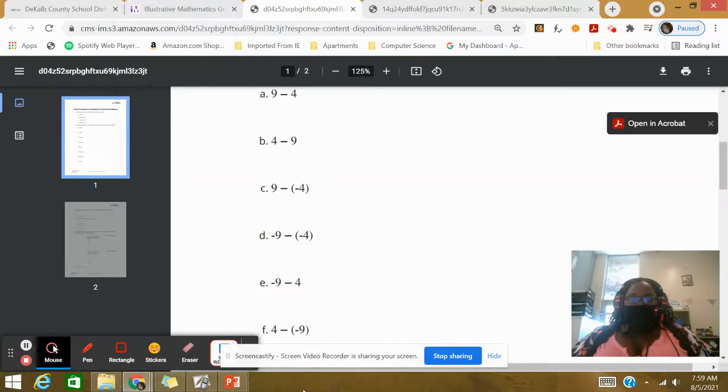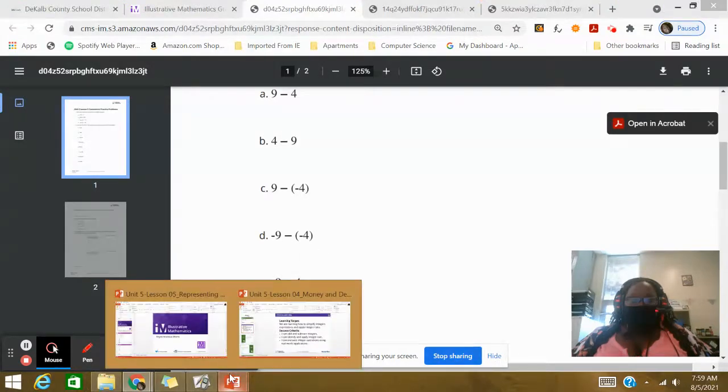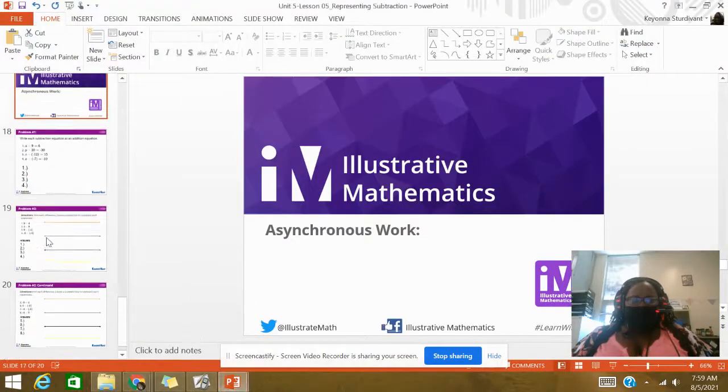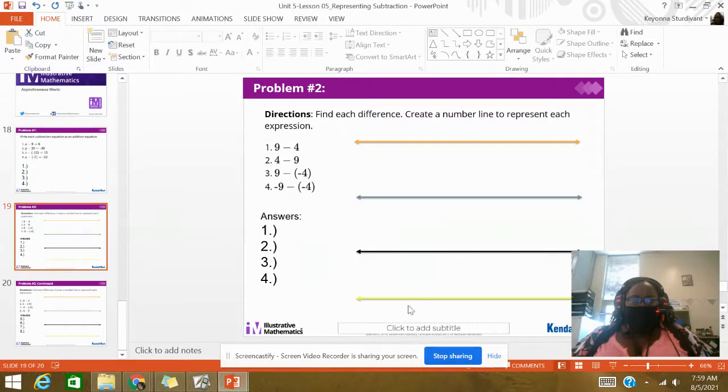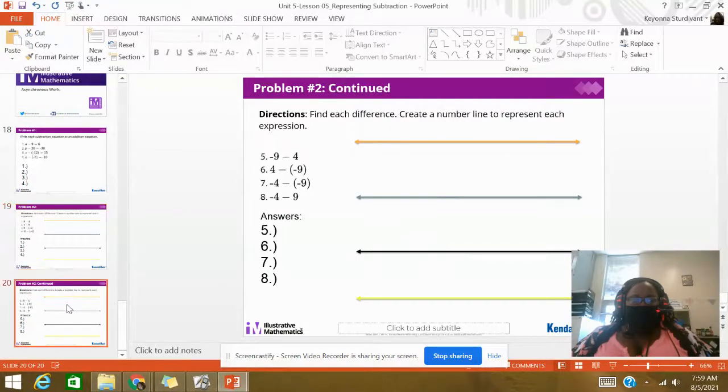If you guys are completing the PowerPoint, I already added the number lines in case you need them. But if you don't, then you don't have to draw a set of number lines. Okay.